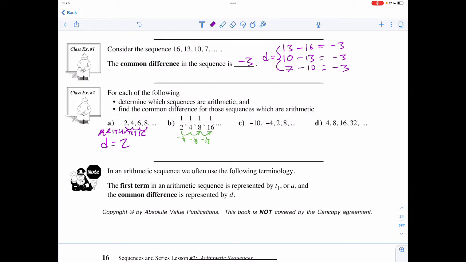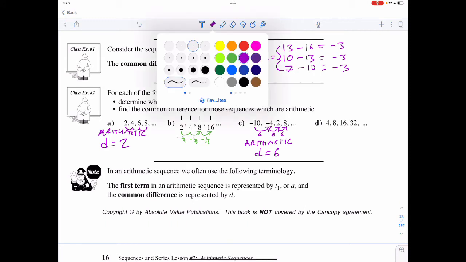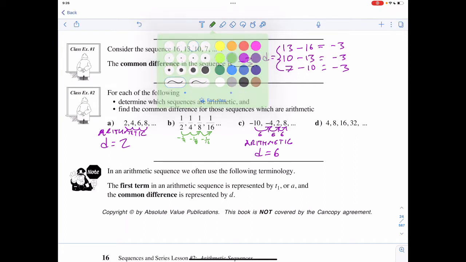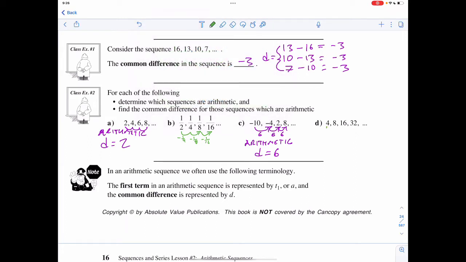For example C, going from -10 to -4, I increased by 6. From -4 to 2, I increased by 6. From 2 to 8, I increased by 6. This is arithmetic, and the common difference is 6 every single time. For example D, I went from 4 to 8 is 4, 8 to 16 is 8, 16 to 32 is 16. Once again, this is not arithmetic.